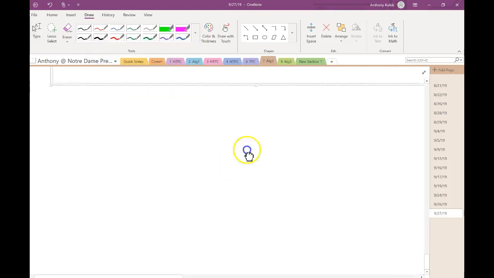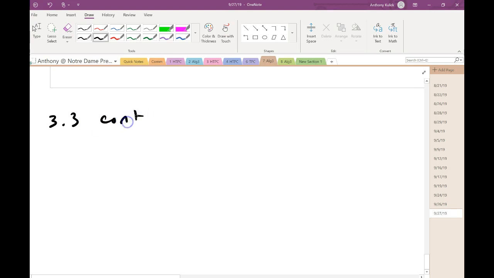So this is like the third lesson, kind of continued. So I'll call it 3.3. I don't really know what you want to call it, but this is the third topic that we've been lecturing about in this chapter.